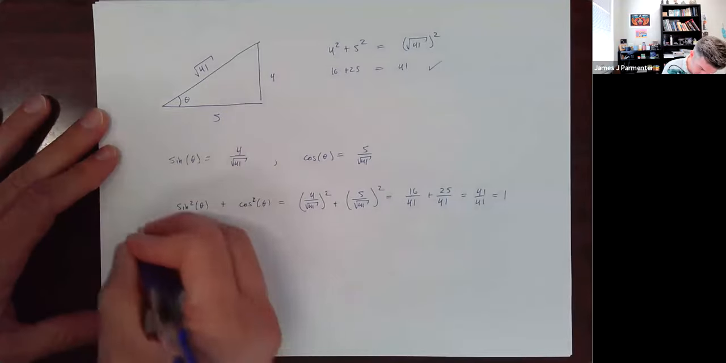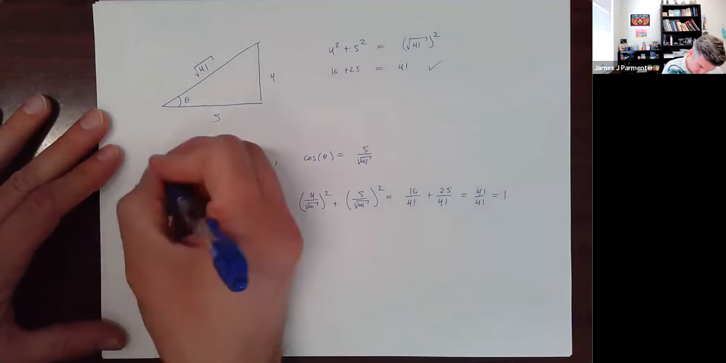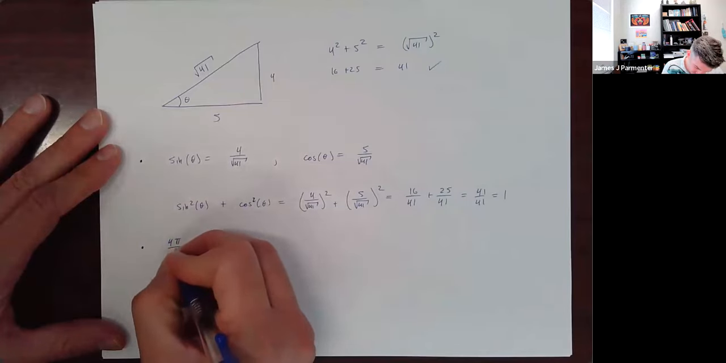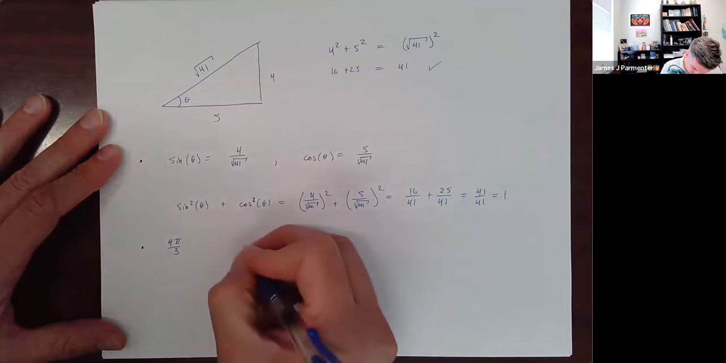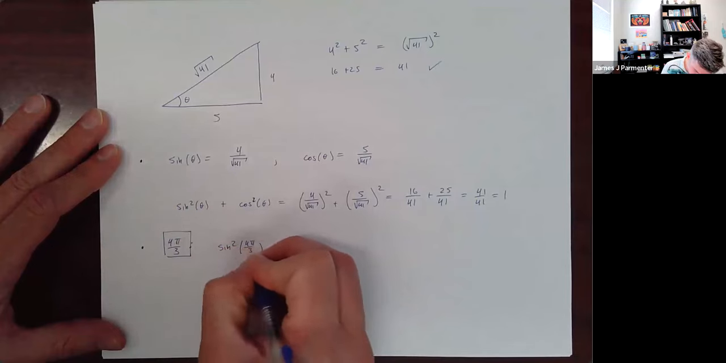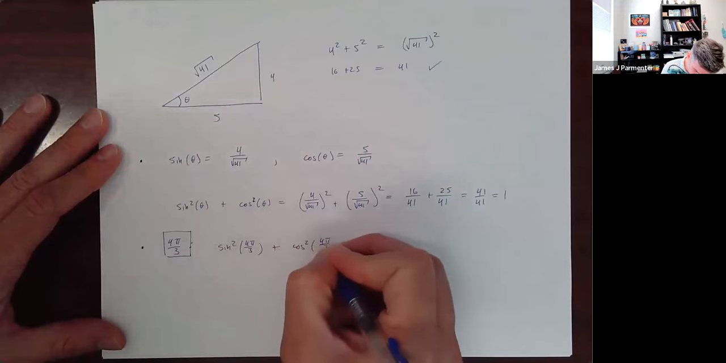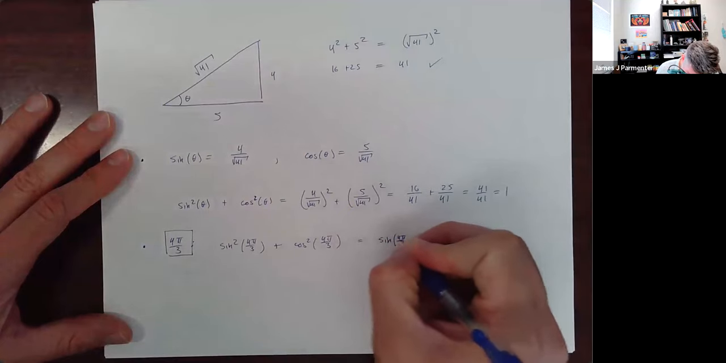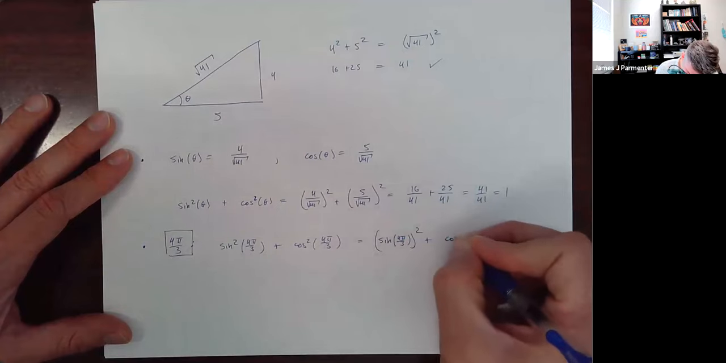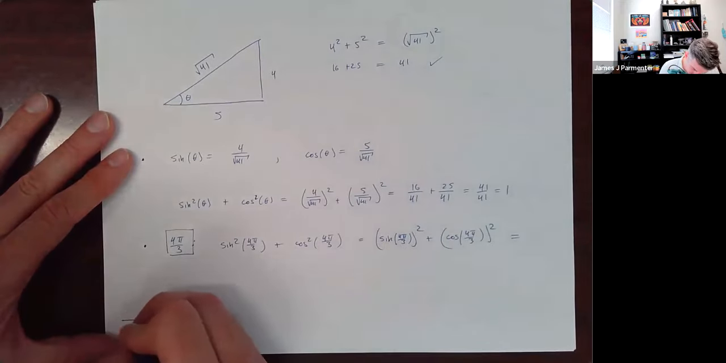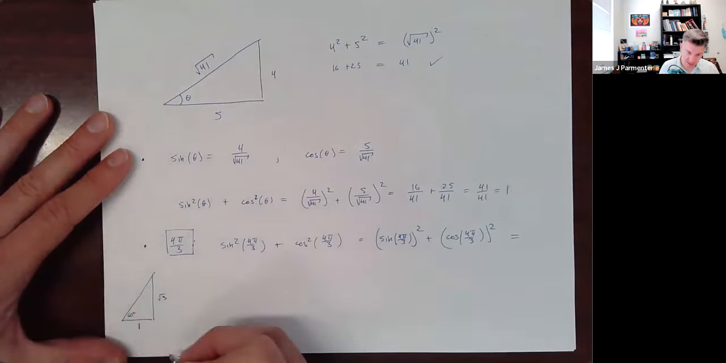For example, let's say we wanted to pick an angle in, I don't know, quadrant 3. Let's say we picked, I don't know, 4 pi over 3. So let's do the same thing. If I find sine squared of 4 pi over 3 plus cosine squared of 4 pi over 3, well, I'm going to write an extra step here. That's going to be sine of 4 pi over 3 quantity squared plus cosine of 4 pi over 3 quantity squared. That's going to equal, let's see, so I now need my triangle. So my reference angle is pi over 3, which is 60 degrees. Opposite's root 3. Adjacent's 1, hypotenuse is 2.